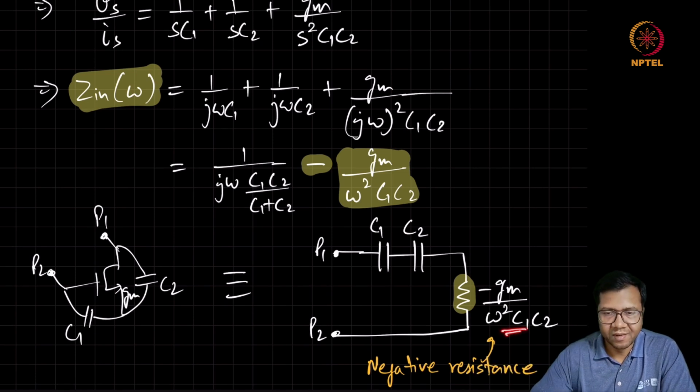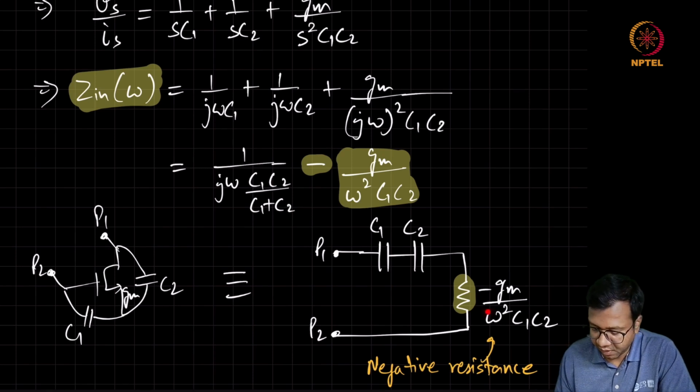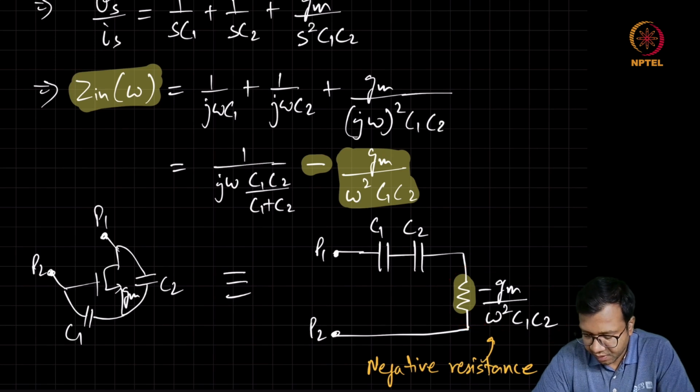Now we have got this negative resistance. So we should be able to use the same technique as we used in the case of the cross-coupled LC oscillator. And we can use this negative resistance to now compensate loss in an LC resonator so as to result in a sustained oscillation.